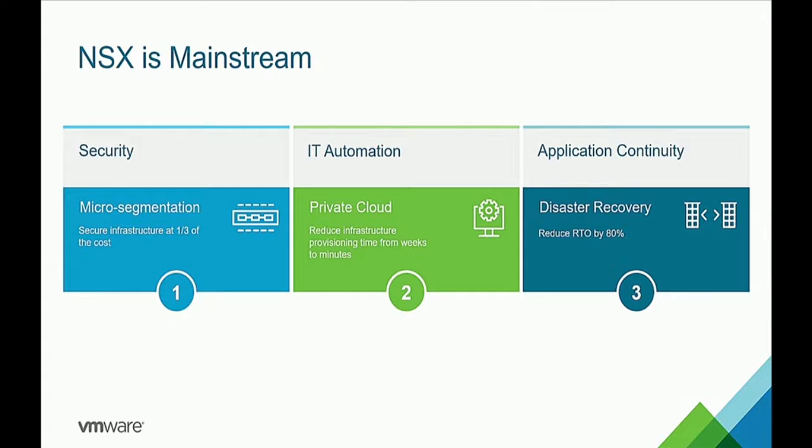Okay, so I come to the conclusion where NSX is the mainstream for these three use cases. It's the mainstream for security, providing microsegmentation with security embedded into the application. It's the mainstream to automate IT. With the automation integrating the network and security services, we can easily provide our application to the customer, to the business, with a minimum of time, increasing the time to market. And application continuity addresses mainly disaster recovery and business continuity, while reducing the RTO by 80%.